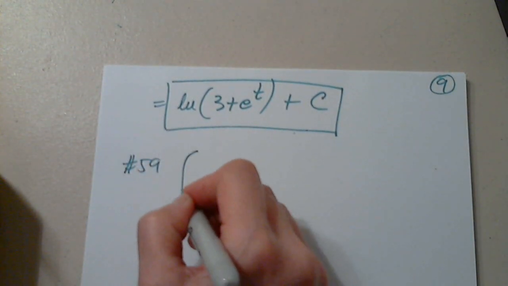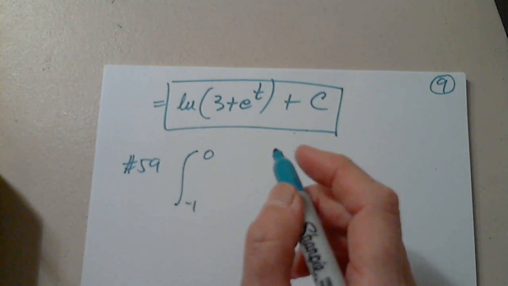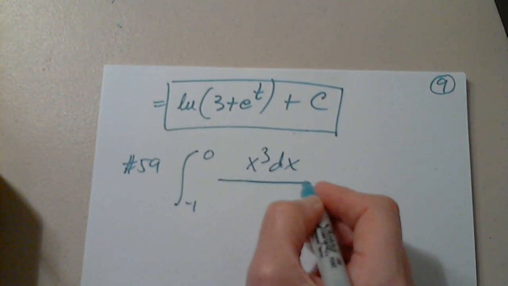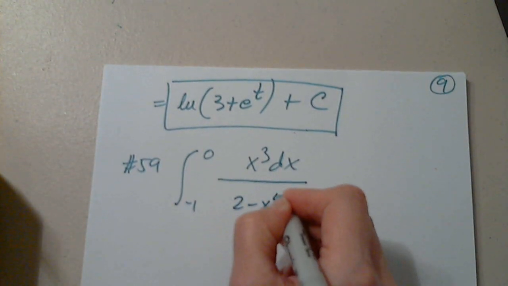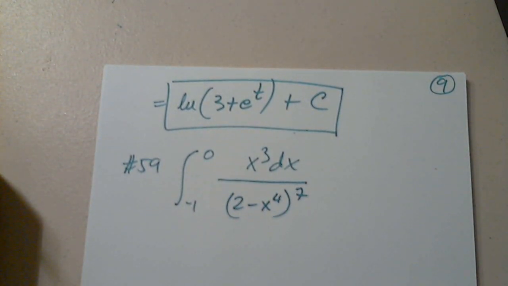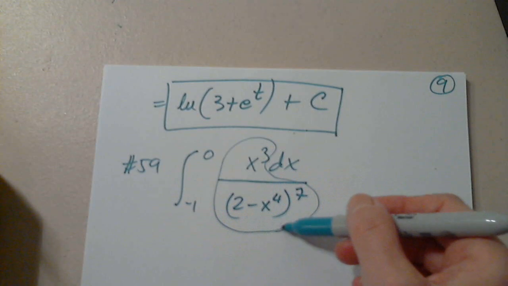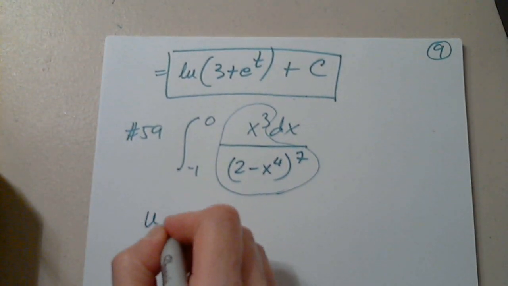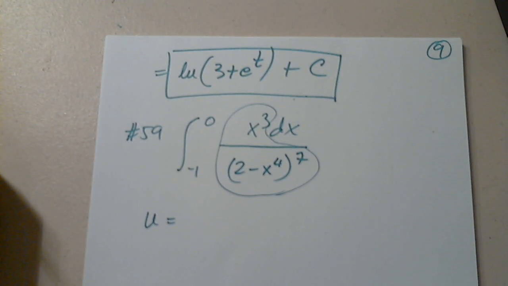The integral, a definite integral from -1 to 0, of x cubed dx, everything divided by (2 minus x to the fourth) to the power 7. Good. Look at this function carefully and decide what you would try the substitution to be. Give me your assessment. What do you think? It's okay if you're wrong. You have all the information to come up with a substitution. What do you think that should be?